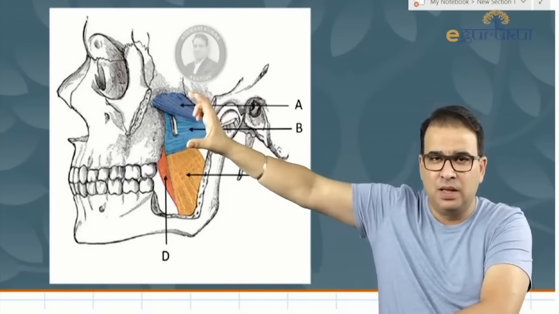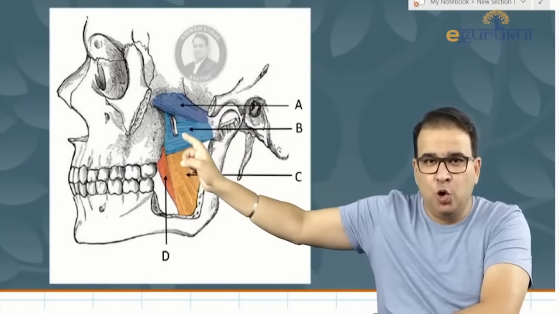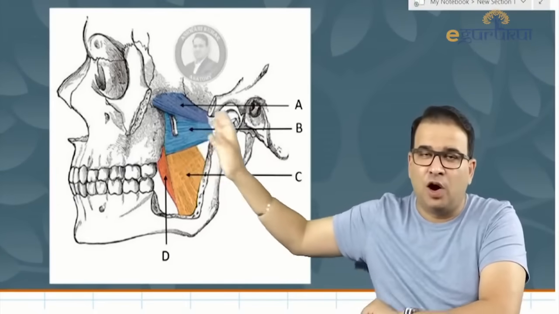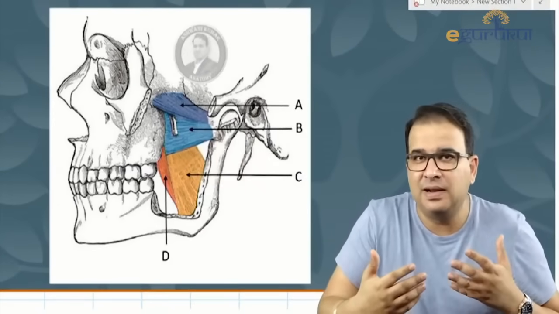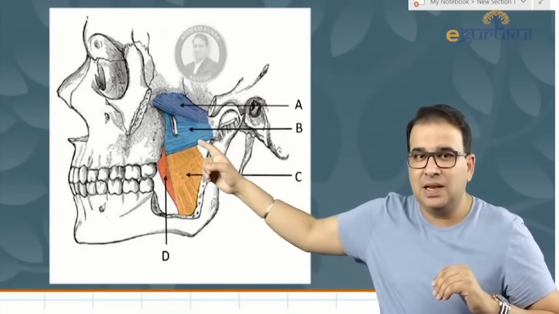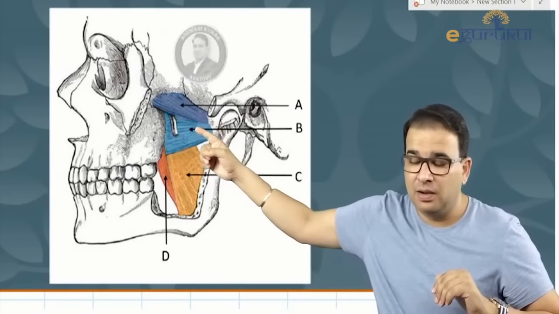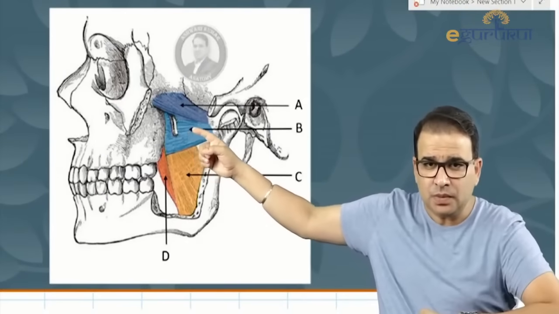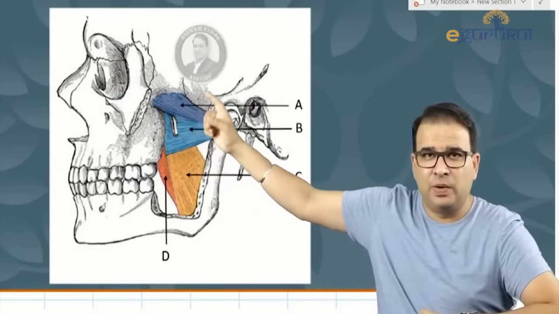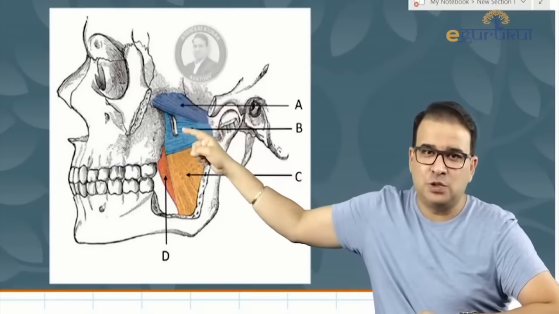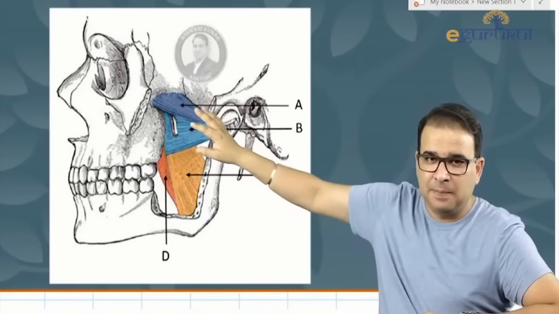You can see this clearly. Whereas this B, the lower head of the lateral pterygoid, is attached to the lateral surface of the lateral pterygoid plate. I told you, the lateral pterygoid plate gives attachment to both lateral pterygoid and medial pterygoid. But this one, the lower head, is attached to the lateral surface of the lateral pterygoid plate. So that's about what muscle? Lateral pterygoid. One head goes to the infratemporal crest of the greater wing of the sphenoid, and one to the lateral surface of the lateral pterygoid plate.